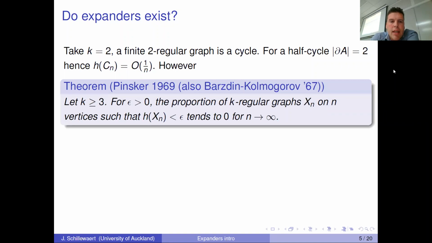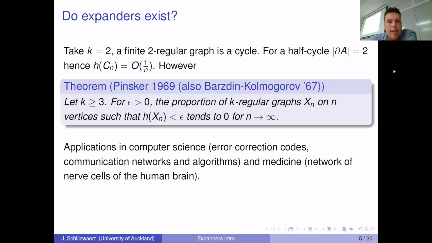Then, given any epsilon greater than 0, the proportion of k-regular graphs which have isoperimetric constant less than epsilon goes to 0 for n going to infinity. So this immediately gives you the existence of families of expander graphs. So this is a good result. Now we know that our objects exist, so we can talk about them.